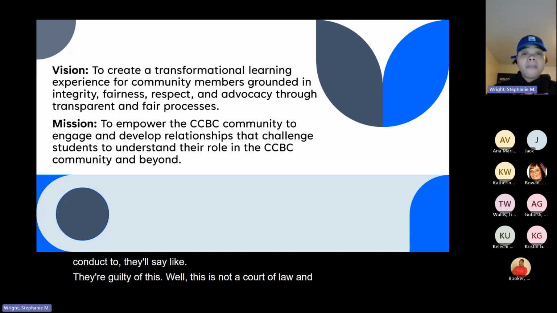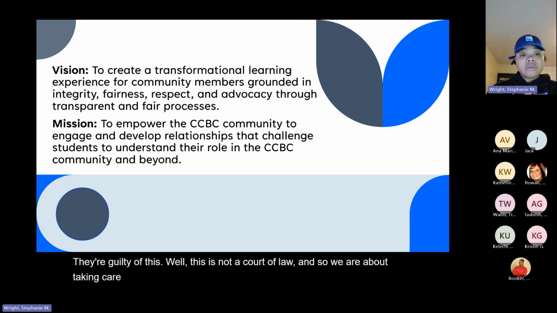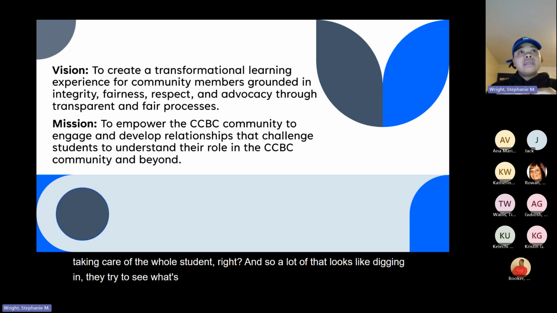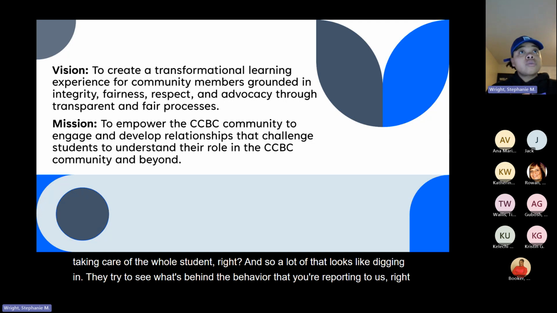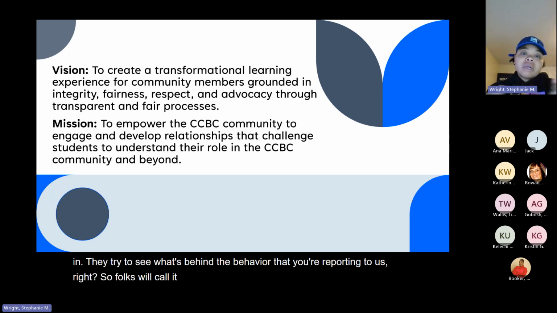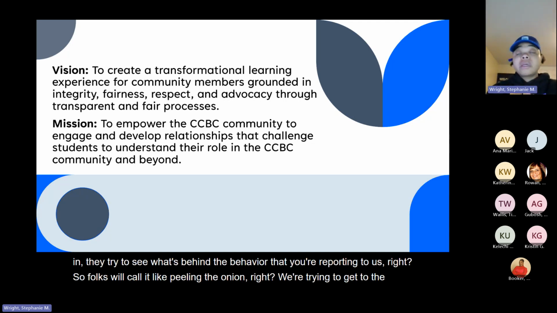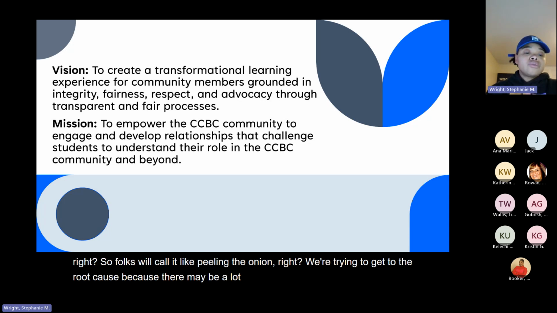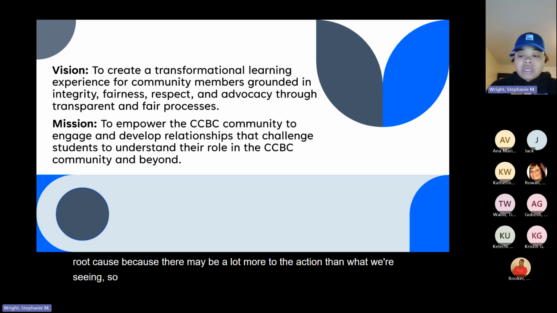And so we are about taking care of the whole student, right? A lot of that looks like digging in to try to see what's behind the behavior that you're reporting to us, right? Folks will call it peeling the onion, right? We're trying to get to the root cause because there may be a lot more to the action than what we're seeing. So that's how our vision and mission shows up in action.